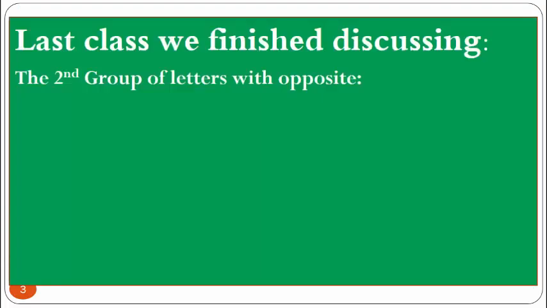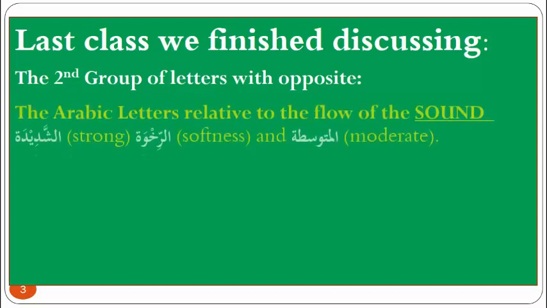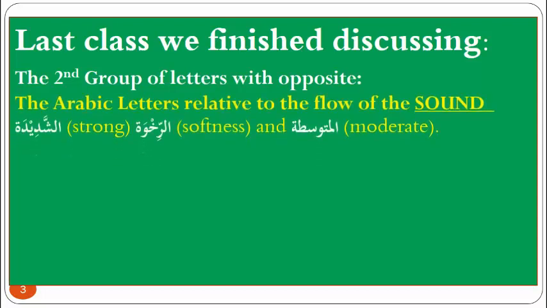Last week we finished discussing the second group of letters with opposites, the Arabic letters relative to the flow of the sound. الشديدة والرخوة والمتوسطة, the strong, the soft, those are the opposites, and then in between is mutawassita. So this group contained 3 sets, and we discussed this inshallah.